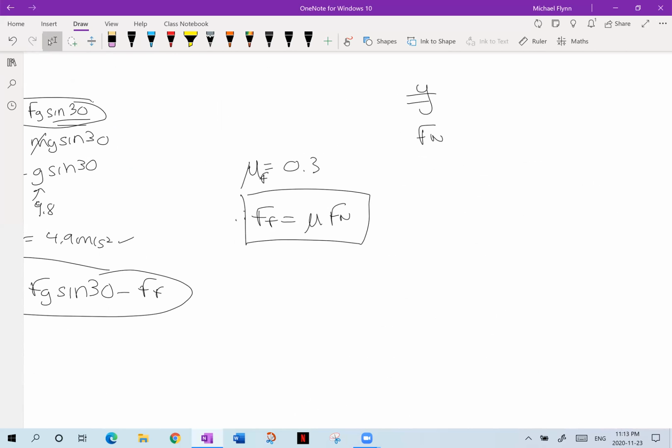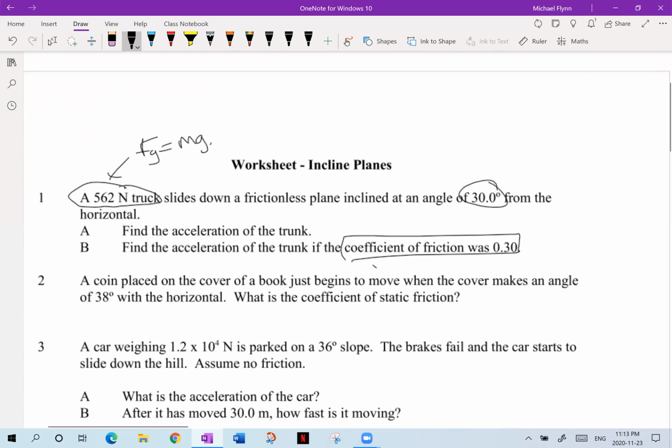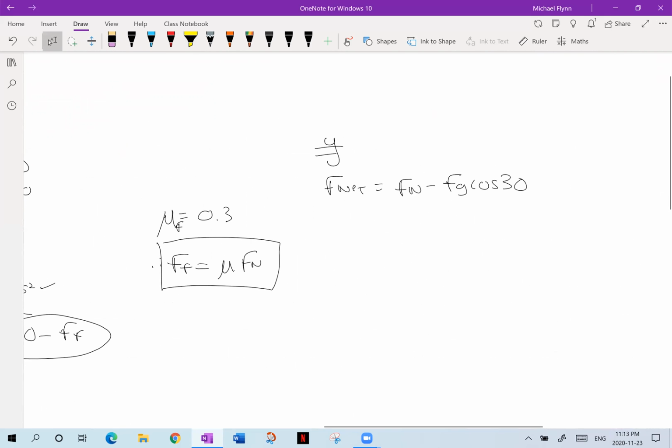we're going to get the net force is equal to the normal force. And see, we need the normal force, right? And then that's going to be minus the force of gravity times the cos of 30 degrees. Well, they told us the force of gravity was 562 newtons. Now that's already mg. That's actually the force of gravity on the object. So this is 562 newtons.